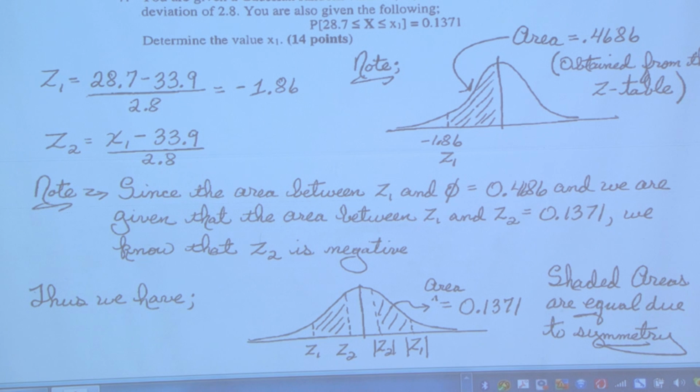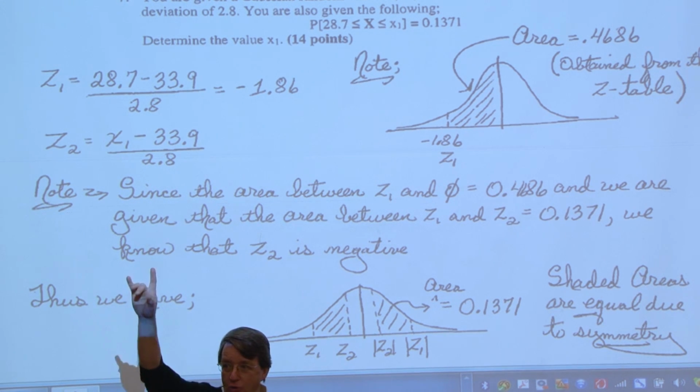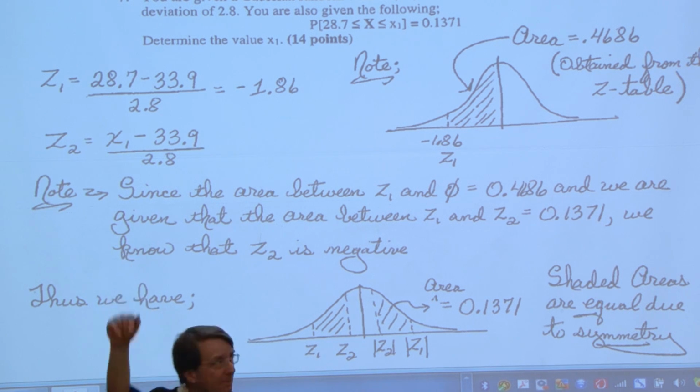All right, now, I thought this was tricky. God bless. I wanted to give a Gaussian problem that kind of jazzed it up a little bit. So here we go. You have a Gaussian random variable. I tell you the mean, 33.9, and a standard deviation, 2.8. And I say, okay, the probability that that random variable is between 28.7 and an unknown number is 0.1371. Determine the unknown number.